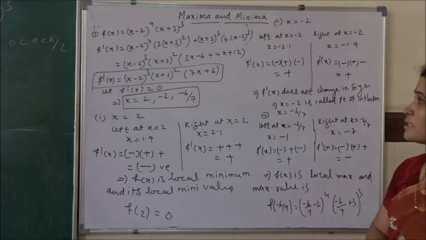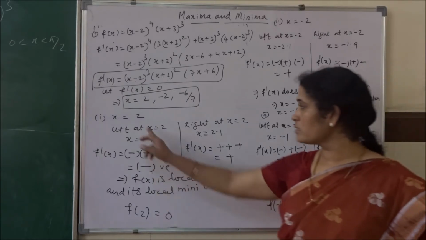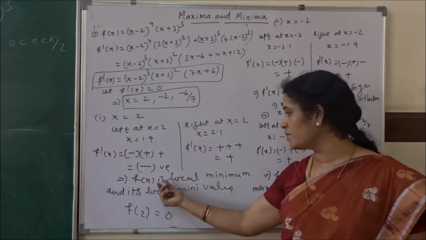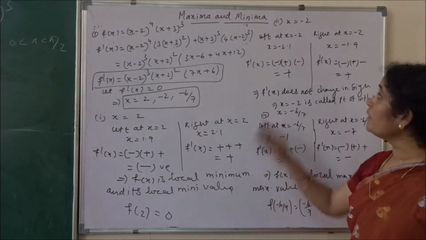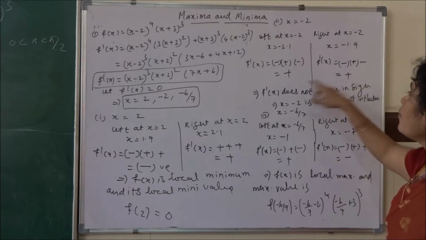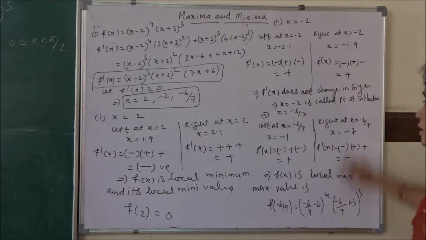So this is a very good example I have taken. We are getting 3 tests here. At x is equal to 2, the sign of f dash of x changes from negative to positive, that's why we say local minimum, and the local minimum value is here. And at x is equal to minus 2, f dash of x does not change in sign, positive to positive, that's why we say this minus 2 is called the point of inflection.